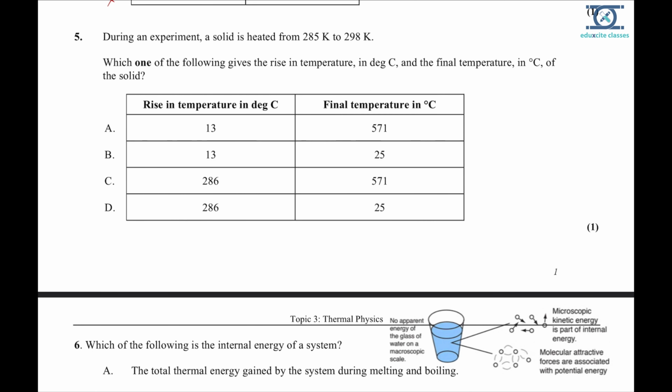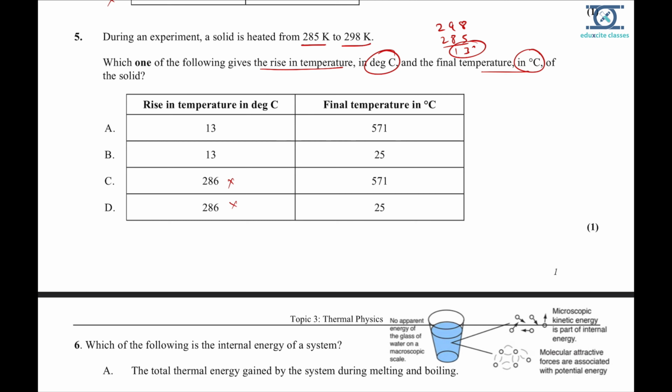Question number 5. During an experiment, a solid is heated from 285 to 298. So that is the temperature difference. Which of the following gives the rise in temperature in degrees Celsius and the final temperature in degrees Celsius? The rise is the difference between 298 and 285, which is 13 degrees Celsius. So the rise in temperature is 13 degrees.